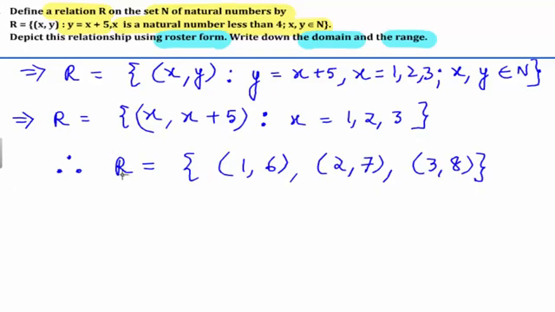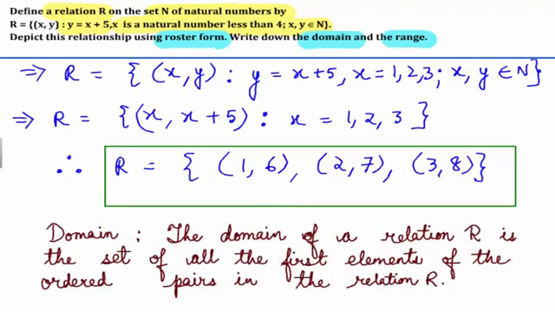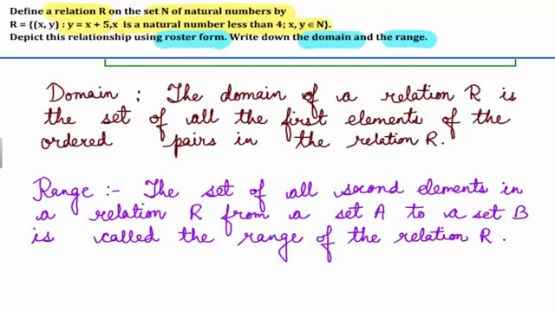So this is the roster form of depicting the relation R. Next we have to write down the domain and the range of the relation. Now the domain of a relation R is the set of all the first elements of the ordered pairs in the relation R. And the set of all second elements in a relation R from a set A to a set B is called the range of the relation R.